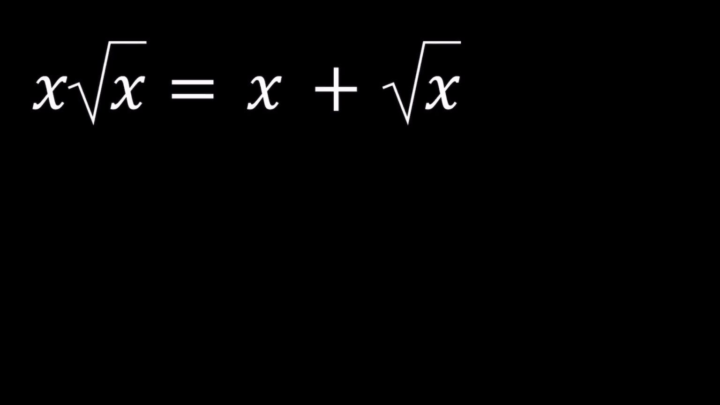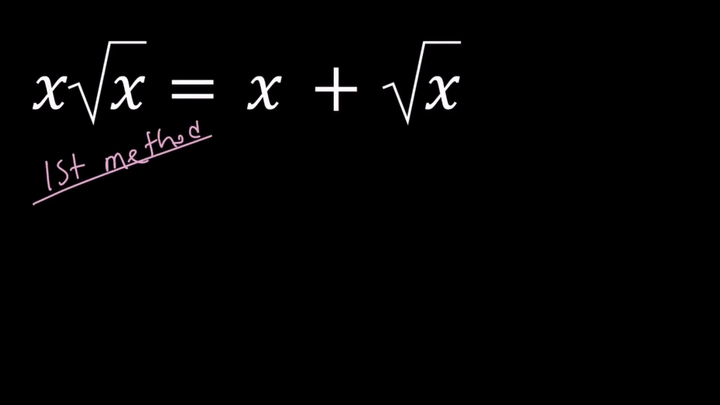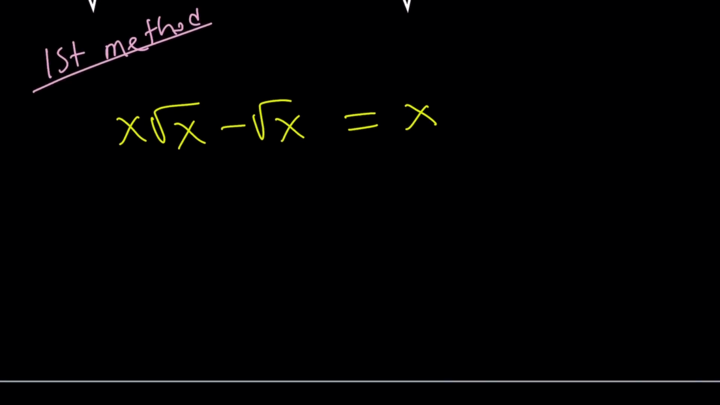I'm going to go ahead and put the square root of x together. So let's subtract. This is my first method, by the way. And let's go ahead and put the square root of x on the left-hand side. So subtract square root of x. And then our goal is to get rid of the radical, but I'm going to do it by factoring first. Square root of x times (x minus 1) equals x, and then I'm going to isolate.